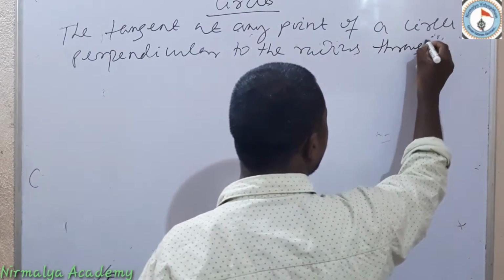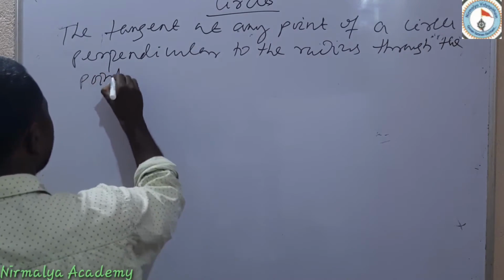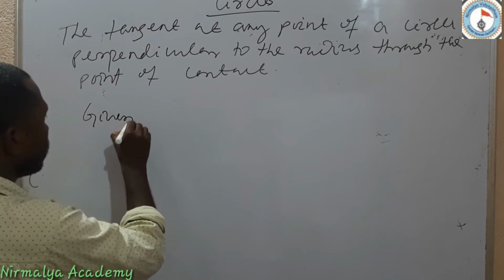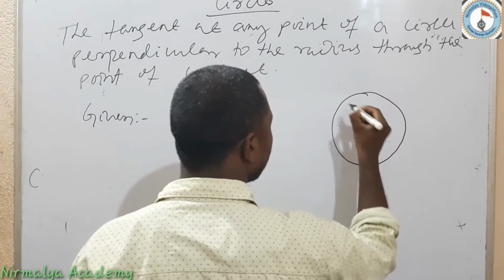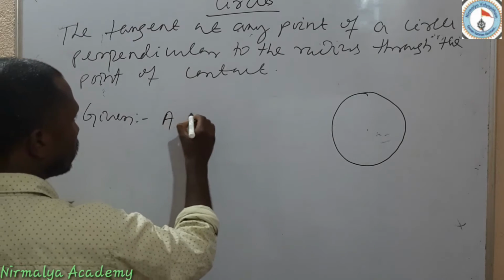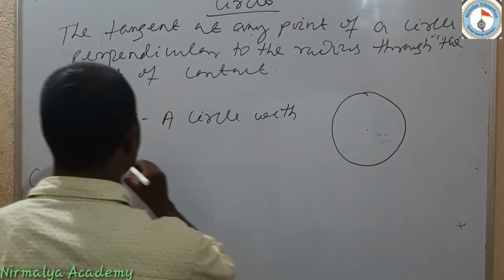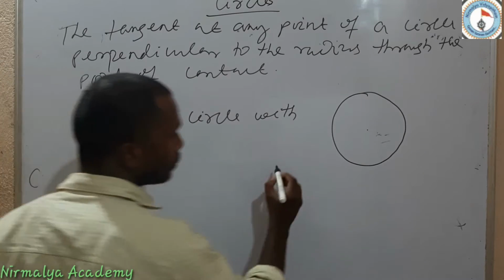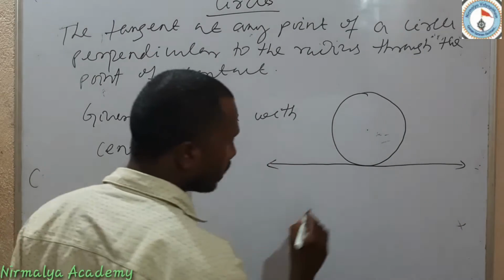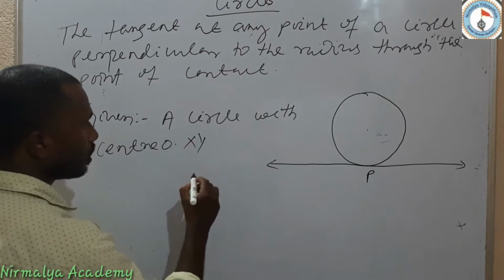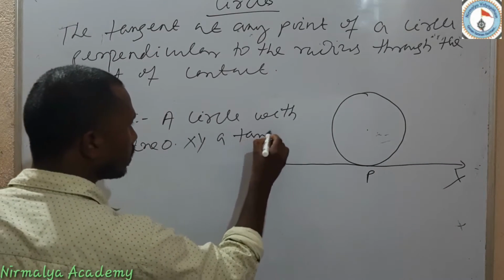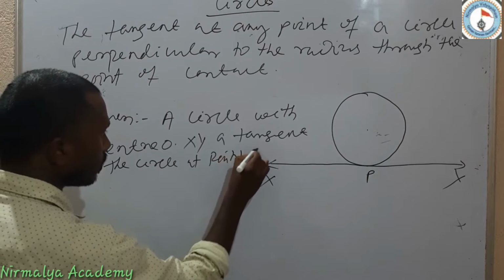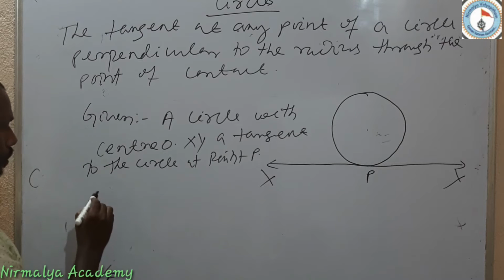Draw the point of contact. We are given a circle with center O. And XY is a tangent to the circle at point P. This is given.